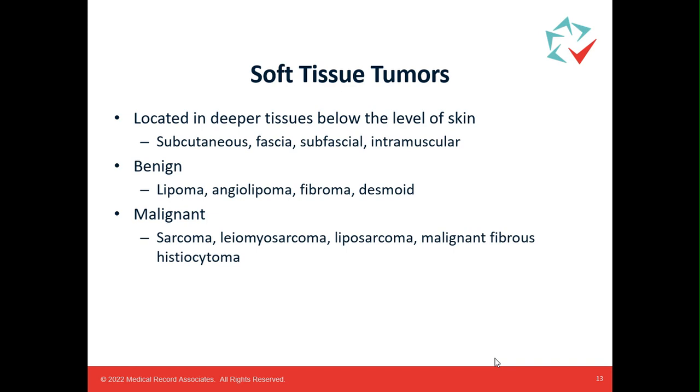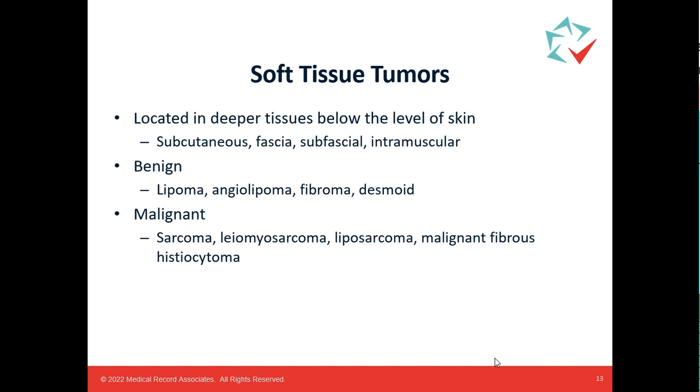For benign soft tissue tumors, we have some examples here. Lipomas, which are fatty, non-cancerous tumors. These are slow growers that are often removed if they are causing pain or discomfort. Angiolipomas are a mix of fat and blood vessels. Fibromas are located in fibrous connective tissue and can be the result of an injury or even just a local irritation. You may also see desmoid tumors documented for these soft tissue tumor removals, and these are benign connective tissue tumors.